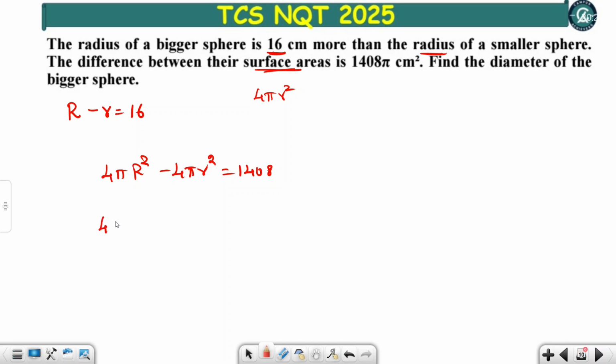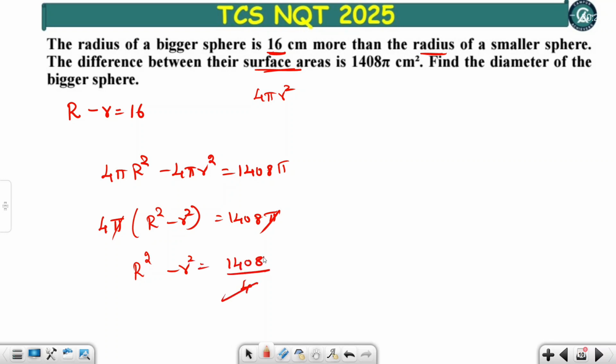From this, if I take 4 pi outside, we get R square minus r square equal to 1408 by 4 pi. Anyhow, pi and pi will get cancelled. So R square minus r square is equal to 1408 by 4, which is 352. And what is a square minus b square? It is a plus b into a minus b. So that is equal to 352.